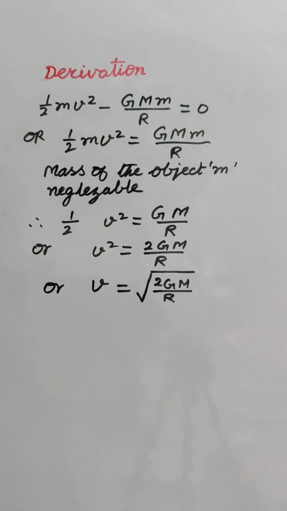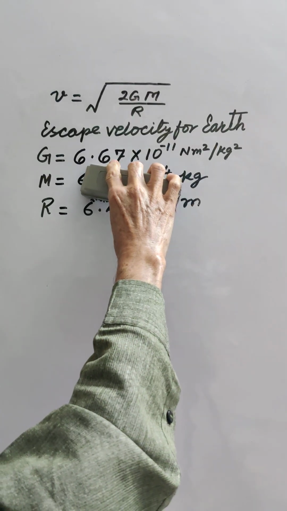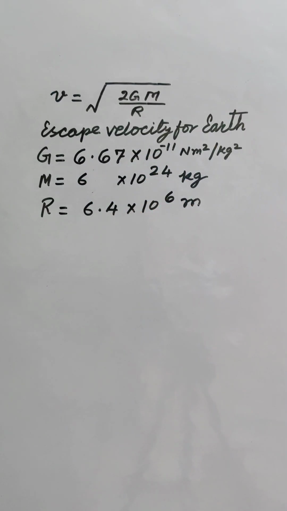Now we shall find the escape velocity of the Earth using this derived formula. Here we are going to find escape velocity for Earth using the formula v is equal to square root of 2GM upon r, where G is the universal gravitational constant. G is equal to 6.67 into 10 to the power minus 11 Newton meter square per kg square, and mass of the Earth is 6 into 10 to the power 24 kg, whereas the radius of the Earth is 6.4 into 10 to the power 6 meter.